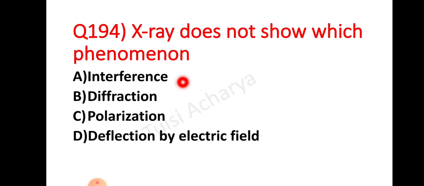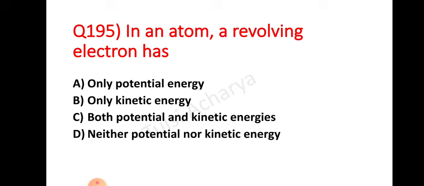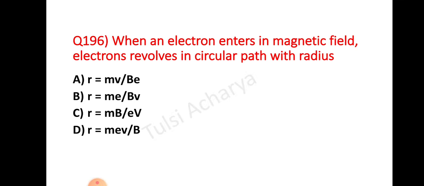X-ray does not show which phenomenon? X-ray shows interference, diffraction, polarization, but they do not deflect by electric field because they are chargeless. So option choice D is the correct answer for question number 194. Now let's move to question number 195. In an atom, a revolving electron has both kinetic and potential energies, and the sum of kinetic and potential energies gives the total energy of the electron in an atom. Now let's move to question number 196.